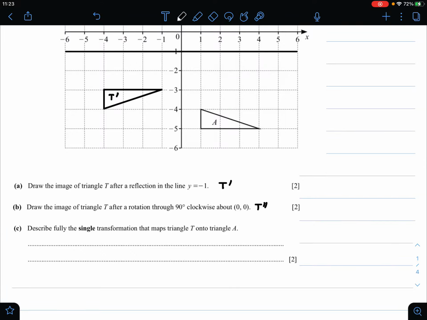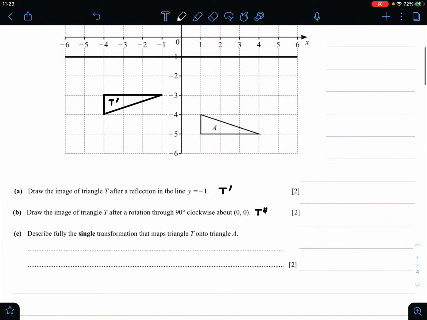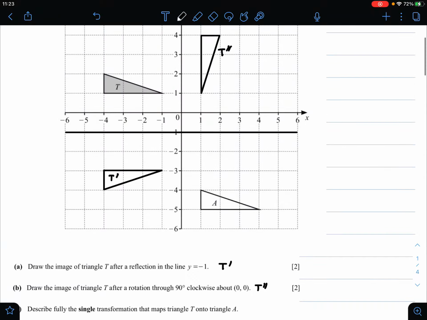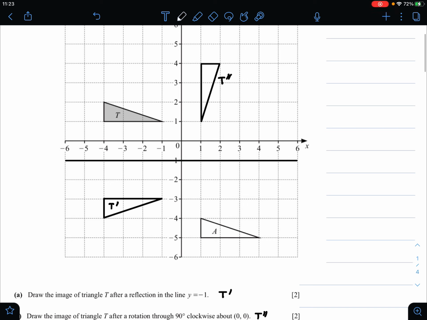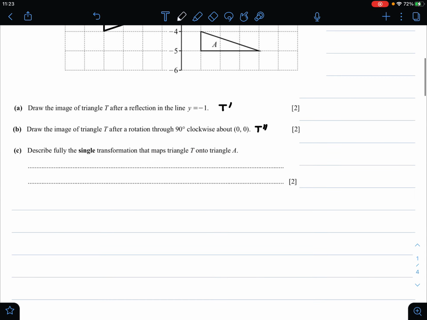Now let's move to part C, where they are asking you to describe fully the single transformation that maps triangle T onto triangle A. So first thing you should notice is that triangle T and triangle A are exactly the same size. It's just shifted from one place to the other. So it should strike you that this is translation.